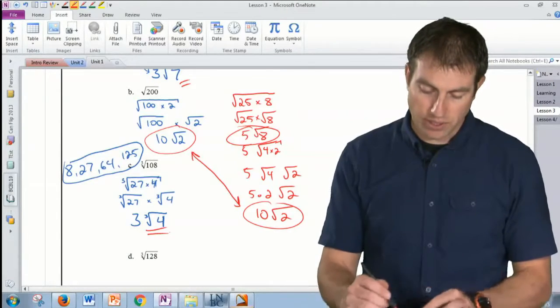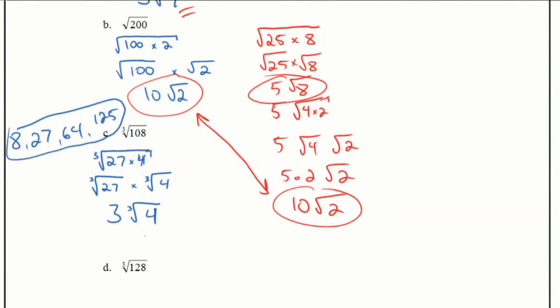I am satisfied with this: 3 times the cube root of 4. I don't want to take the square root of the 4 because that's different than the cube root of the 4. So you need to just be careful with that.